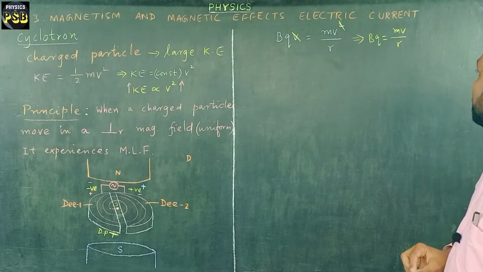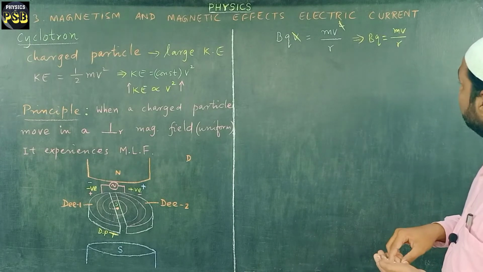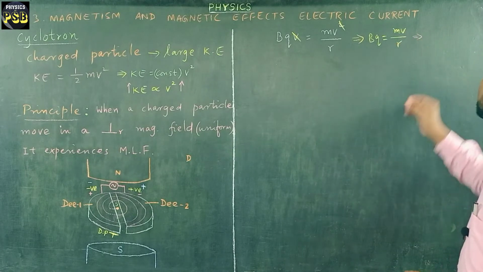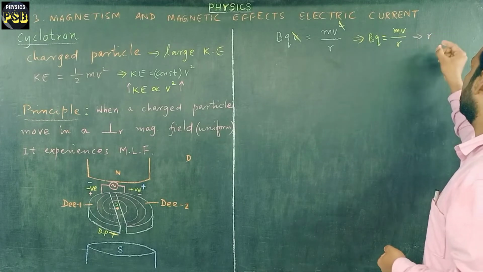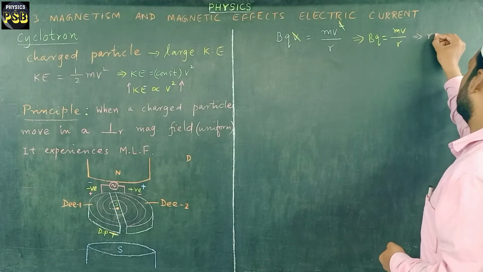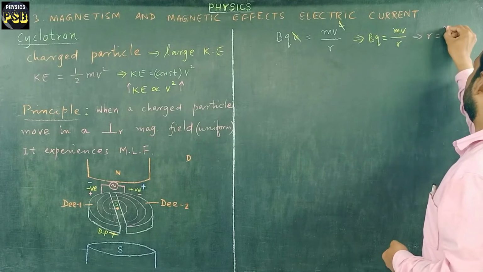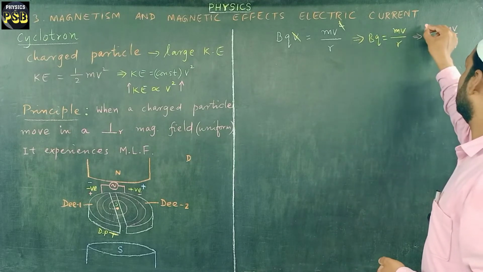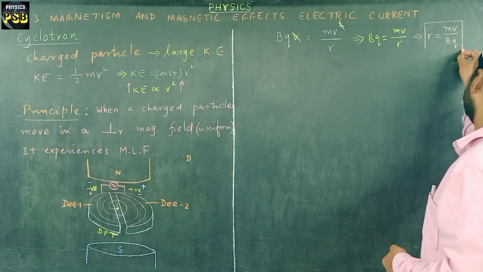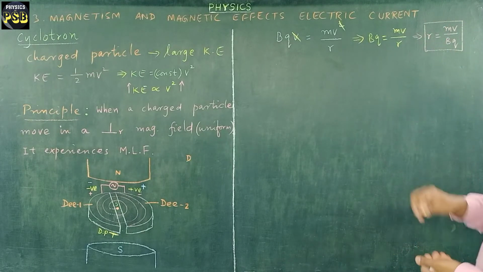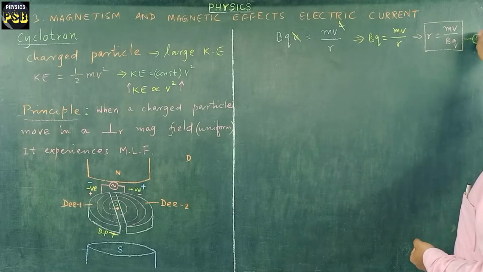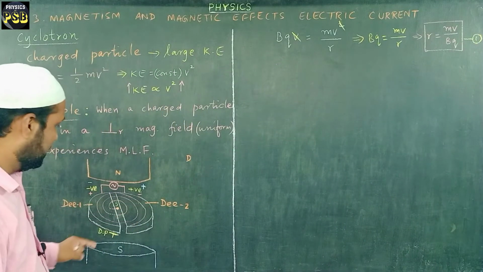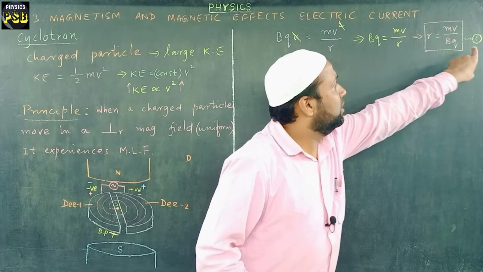Now, I will cross multiply this to get the expression for r. Let's say this is r. I take r to that side, so BQ will come down. I get mv upon BQ. Fine. I box this. This provides me the expression for the radius. So the radius of the circular path can be obtained with the help of this equation number 1.